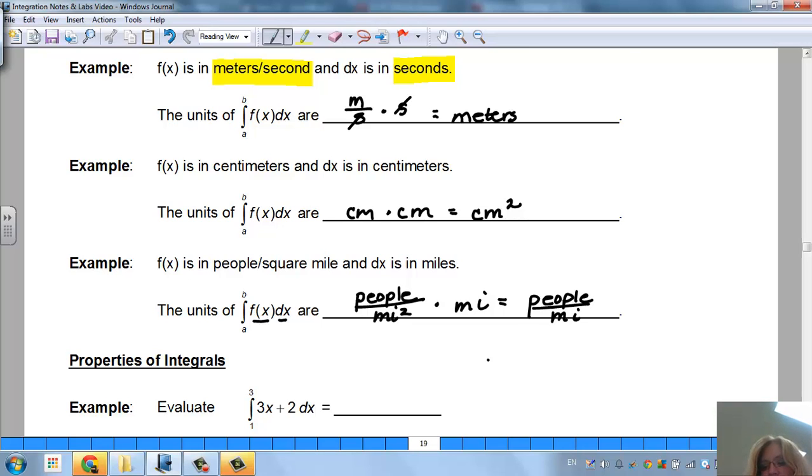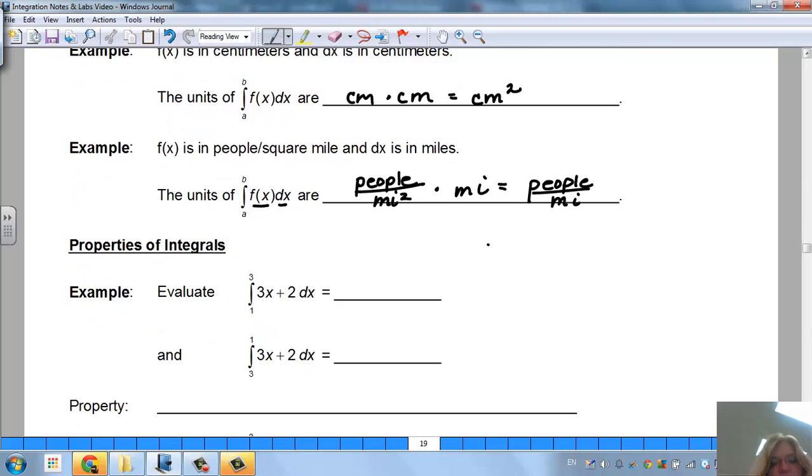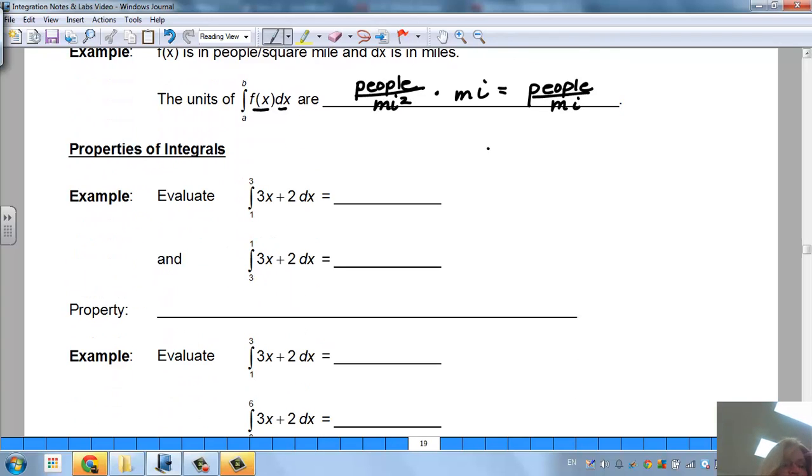Okay? What I want to spend some more time on is the actual properties of integrals, and I think this is kind of cool. So before I even do this, I'm going to let you look at these two and tell me what the difference is. So this one's the integral from 1 to 3, and then this one is from 3 to 1. The f of x is the same and dx is the same. Now if I put this in my calculator, I'm going to get a 16 when I evaluate it. When I put this in my calculator, I get a negative 16. And if you'll notice, the only thing I did was switch my beginning and ending point.